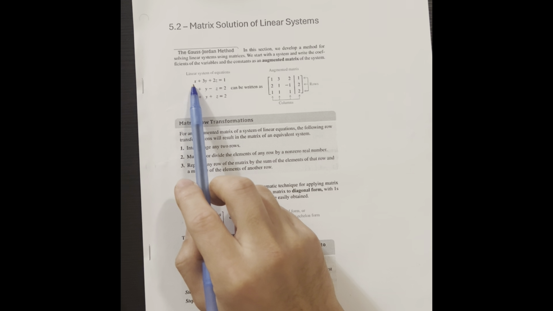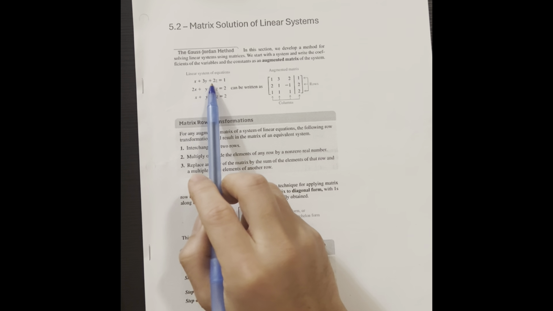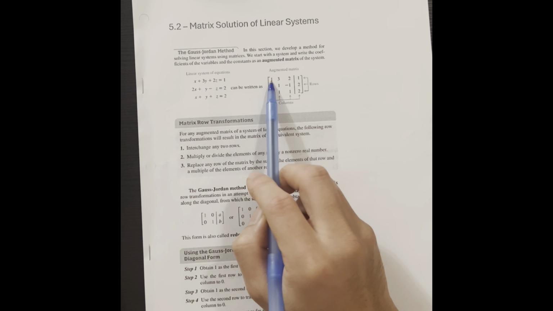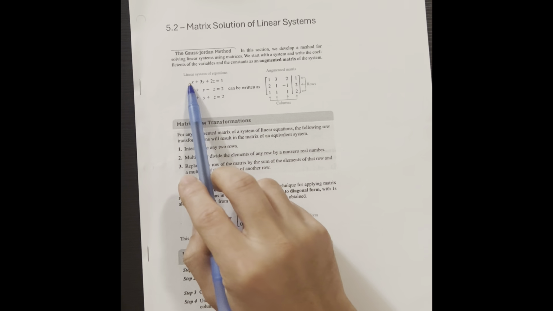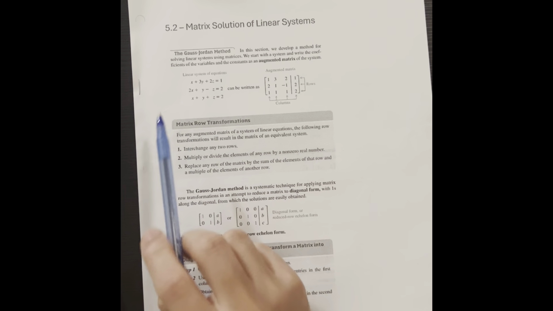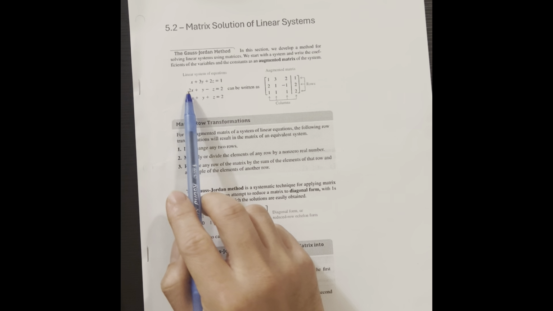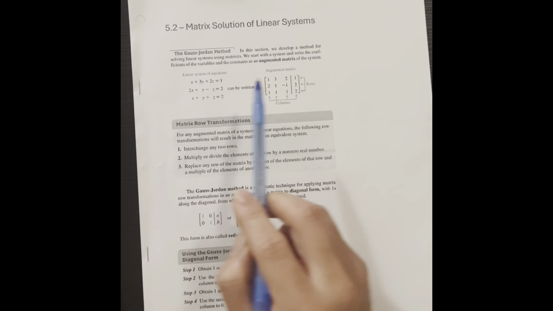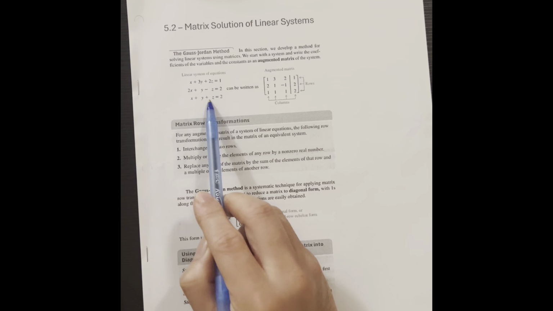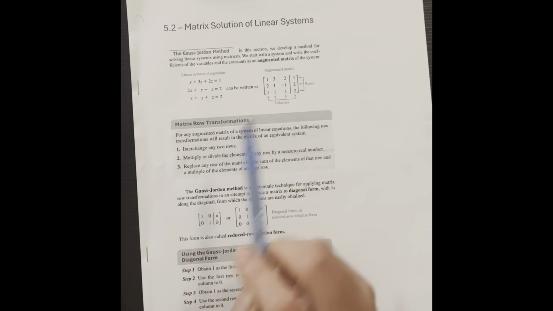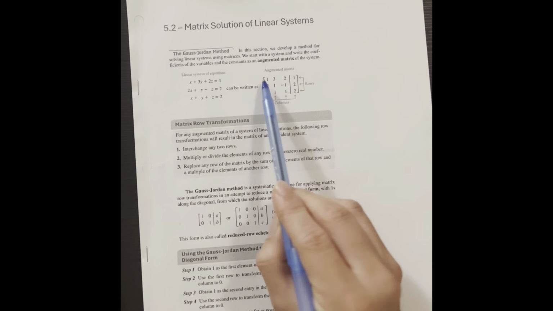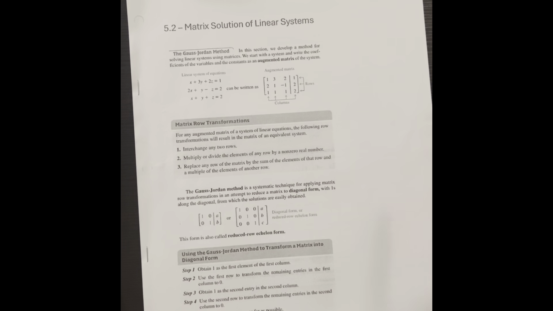For example, in this equation x plus 3y plus 2z equals 1, we just use the coefficients 1, 3, 2, 1. Same for the other rows: 2, 1, negative 1, 2, and 1, 1, 1, 2. So these are the columns and these are the rows.